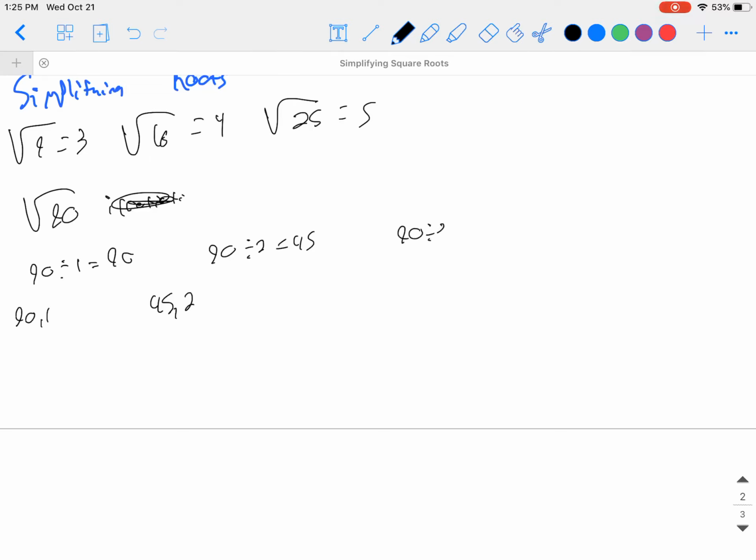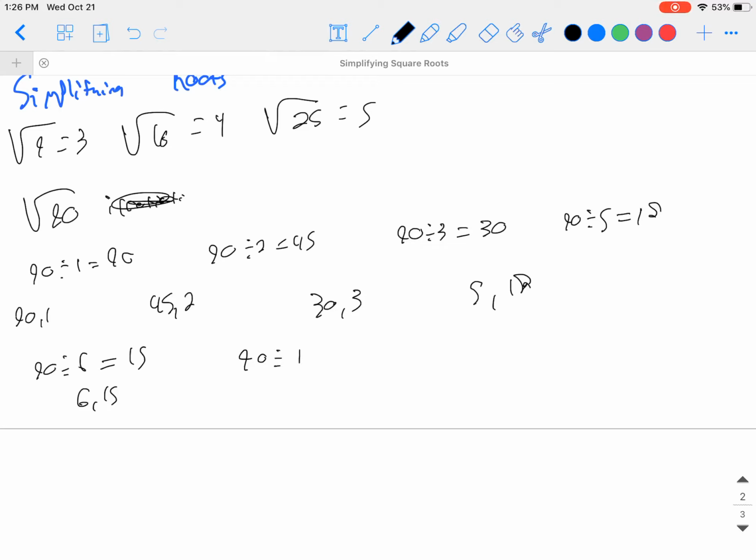90 divided by 3 equals 30, meaning 30 and 3 are factors. 90 divided by 5 equals 18, meaning 5 and 18 are factors. 90 divided by 6 equals 15, meaning 6 and 15 are factors. And 90 divided by 9 equals 10, meaning 9 and 10 are factors.